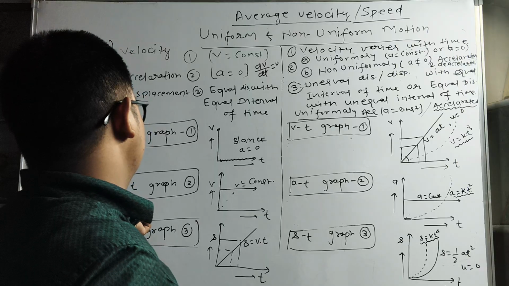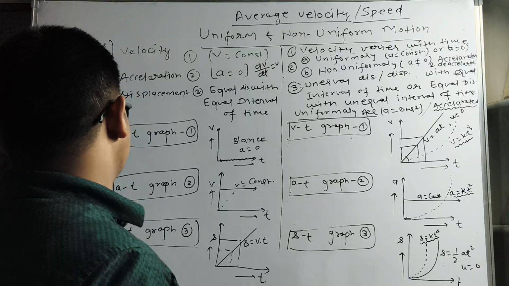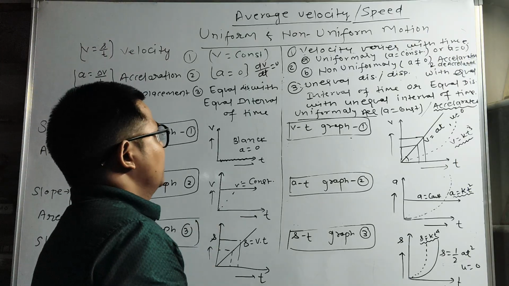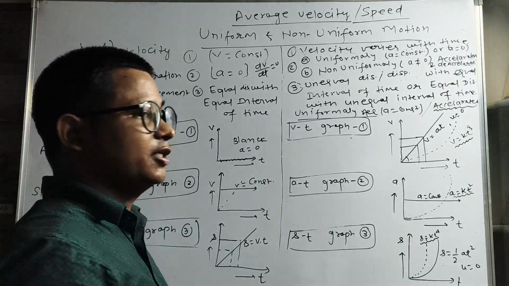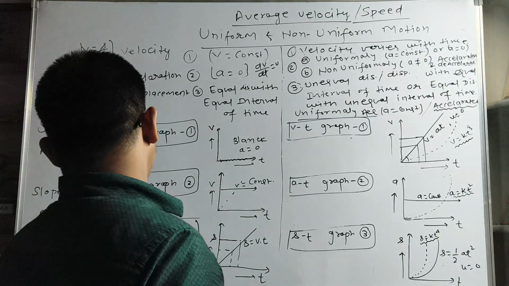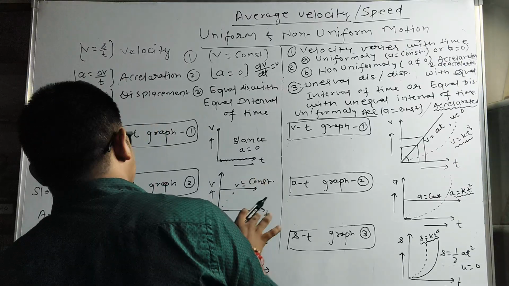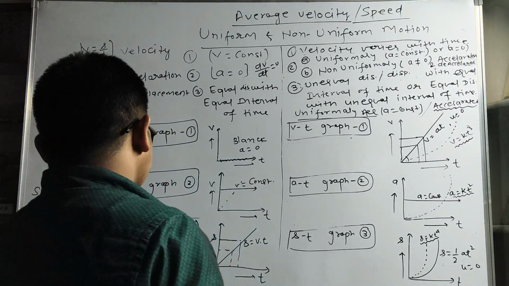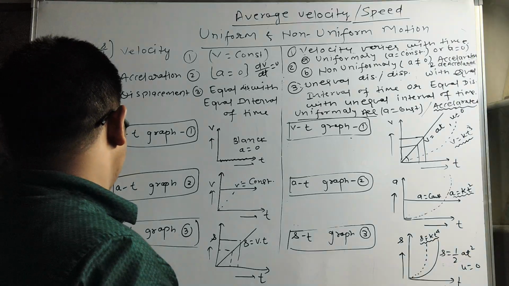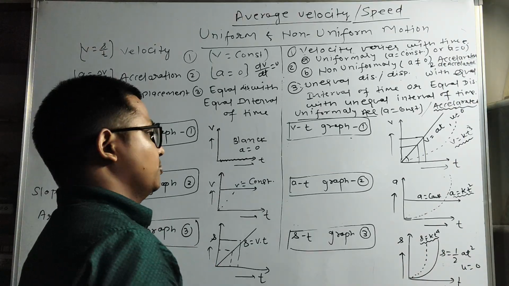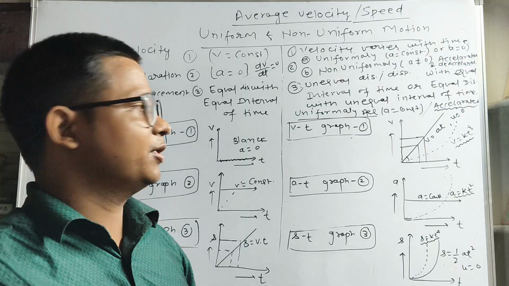The second one is the acceleration time graph. The slope of the acceleration time graph, whether it is uniform or non-uniform, gives the jerk, which is the rate of change of acceleration. And if you take the area under this curve, we will get the change in velocity. And finally, the ST graph: the slope of this graph gives the velocity of an object, which is the ratio of delta s upon delta t.